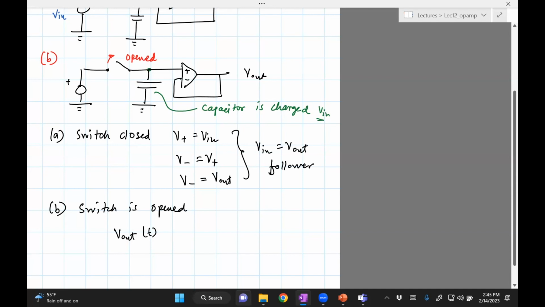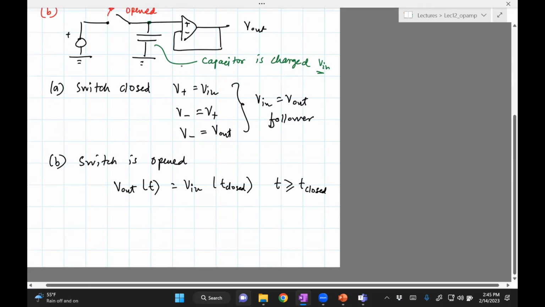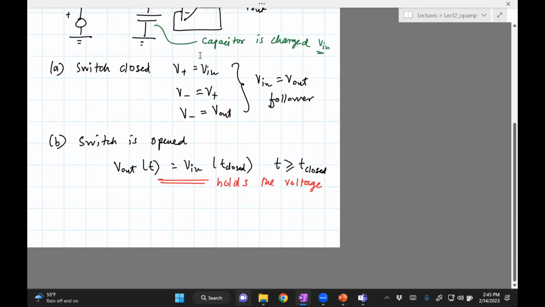Let's say V out as a function of time would be V in when T was closed, for T greater than T closed. What it's saying is that when you open it, you still have a voltage of V in across the positive end, which means that V out will also be V in, because V plus is V minus, all these calculations. So this is the part which says that it holds the voltage. And that's why it's called sample and hold. It's able to hold the voltage.